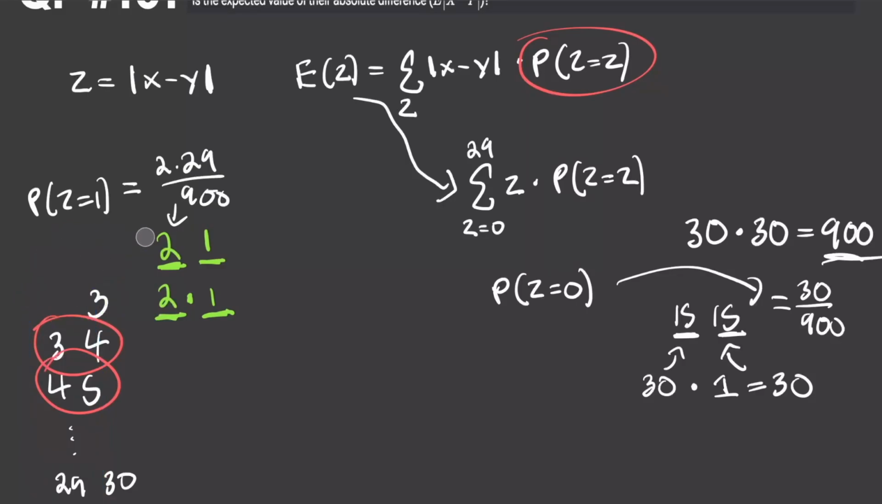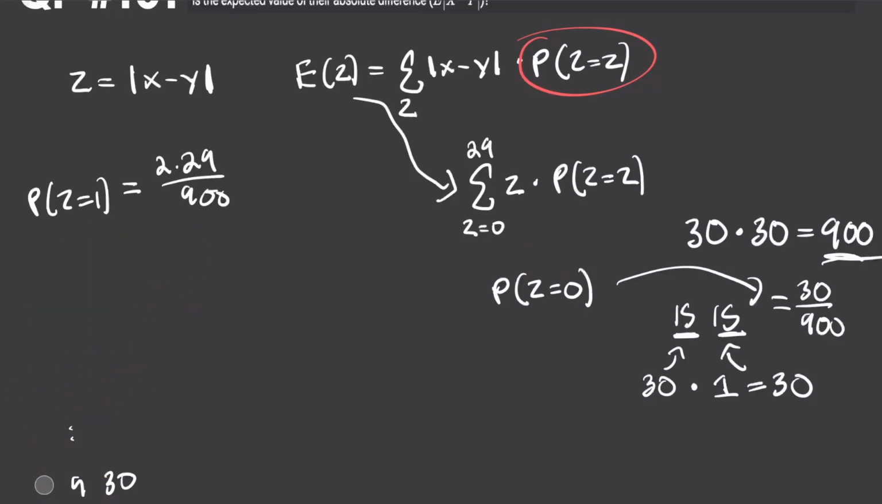Now let's look at the probability that z is equal to 2. So the absolute difference between the dice is 2. So I take the probability z equals 2. Now again, let's look at the roll combinations between 1 and 30 such that the absolute difference between them is 2. Well, I have 1 and then 3, or I have 2 and then 4, 3 and 5, all the way down to 28 and 30.